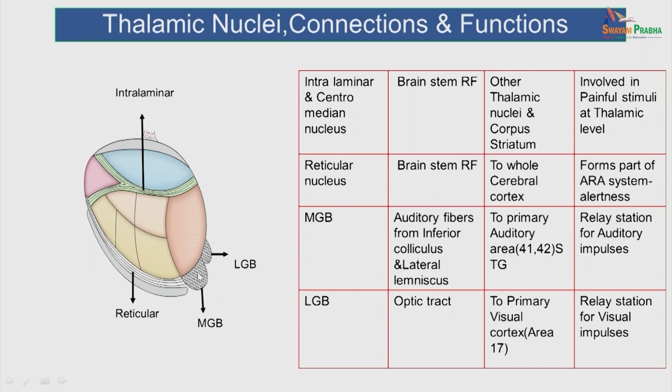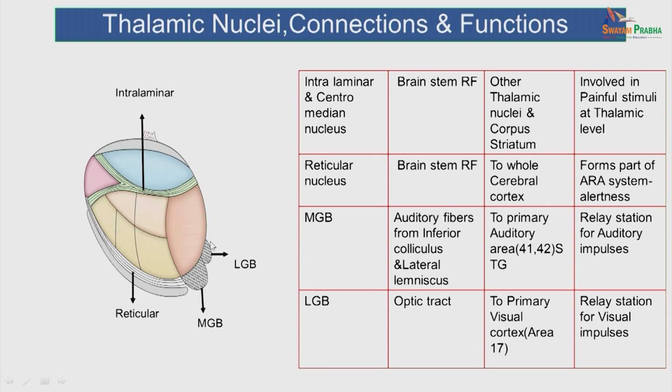The next one is the medial geniculate body. It is a third order neuron of the ascending pathway of the auditory impulses. It receives afferents from the inferior colliculus and also the lateral lemniscus nucleus. Then it is relayed through the efferents to the auditory area in the superior temporal gyrus, areas number 41 and 42. The main function is that it is a relay station for all the auditory impulses.